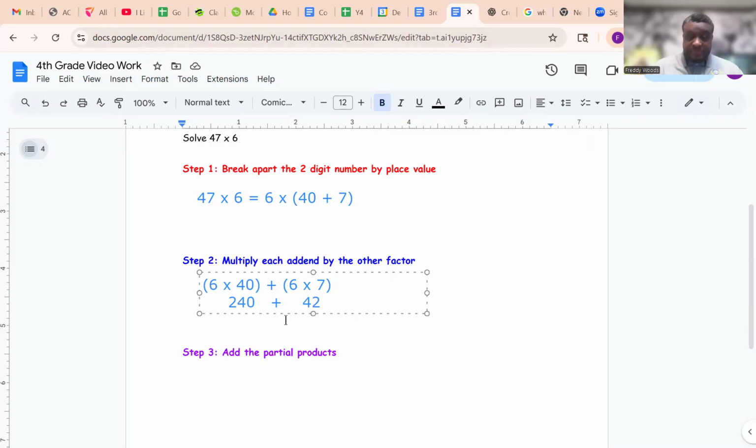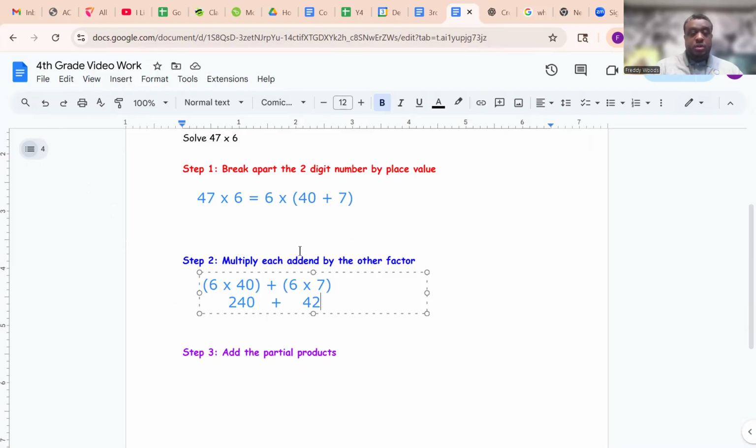All right. Now I get to step 3. I'm going to add the partial products. So both of these partial products, right? A product is what I get when I multiply 2 numbers. I multiplied 6 times 40, I got 240. And I multiplied 6 times 7, I got 42. Those are my partial products. Now I'm going to add them. I'm going to go to step 3, add the partial products to get your answer.